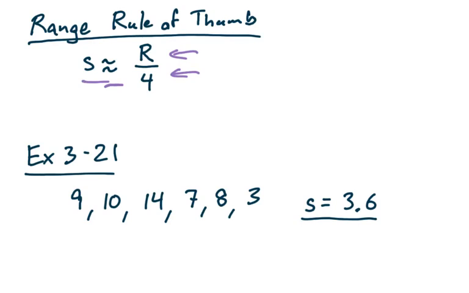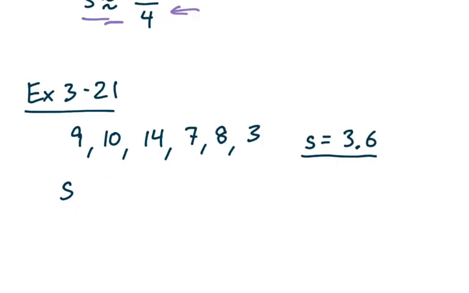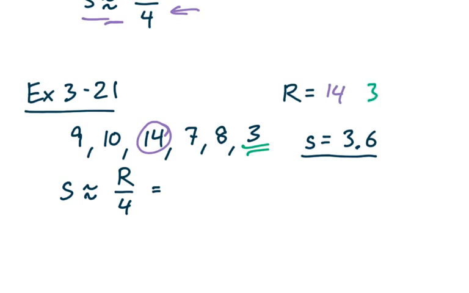Okay, let's see what the range rule of thumb says. So it says here the standard deviation S is going to be, well, not equals, but approximately equal to the range divided by 4. So the highest value in our data set is 14, the lowest looks like it's 3. So our range, real quick, would be 14 minus 3, also known as 11.